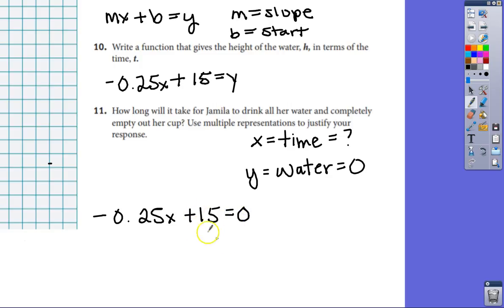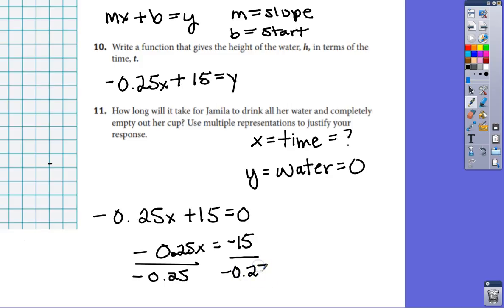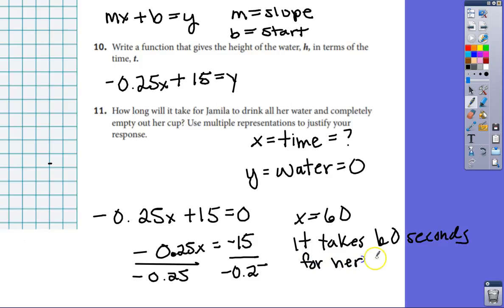All right, so first I'm going to get my 15 on this side. All right, now I'm going to divide to get rid of that decimal. Okay, and that's going to give me x equals 60. So it takes 60 seconds for her to drink all the water.